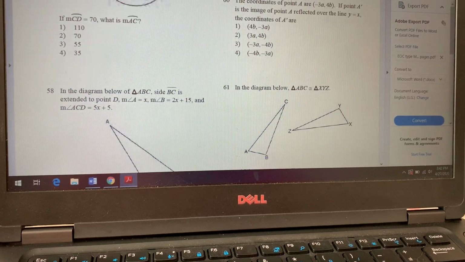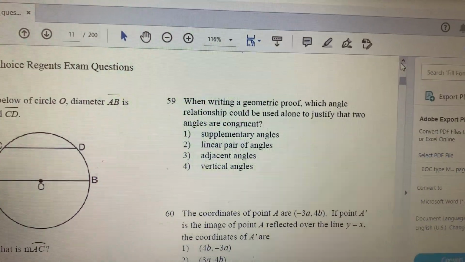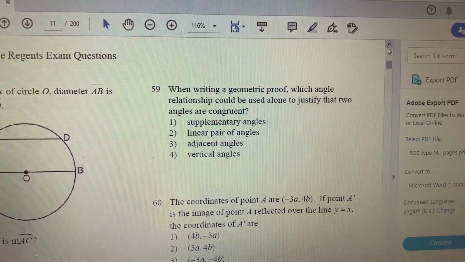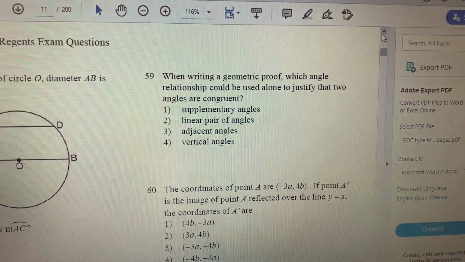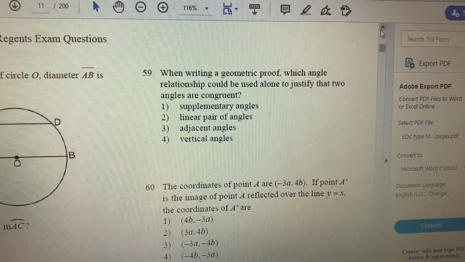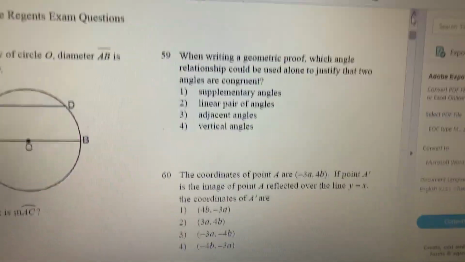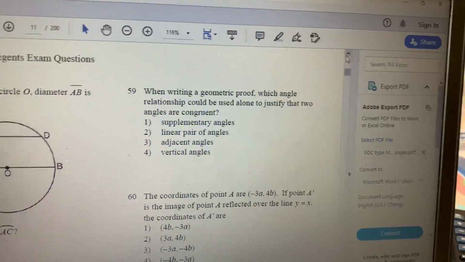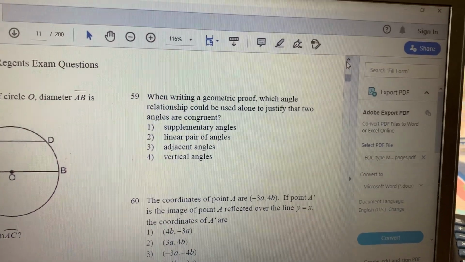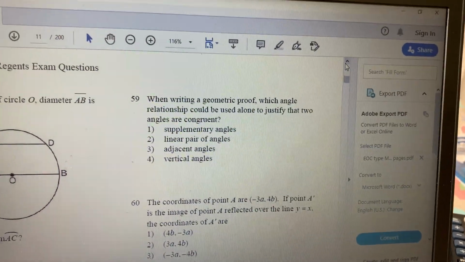All right. Number 59. When writing a geometric proof, which angle relationship could be used alone to justify that two angles are congruent? So this is, you could think about it being tied into parallel lines with a transversal, but it doesn't necessarily have to be, okay?